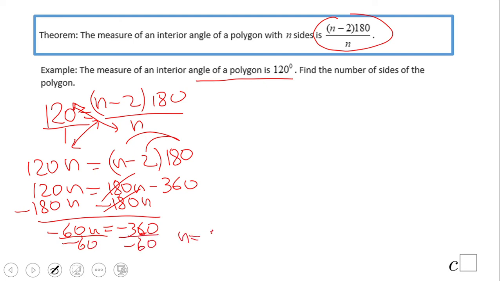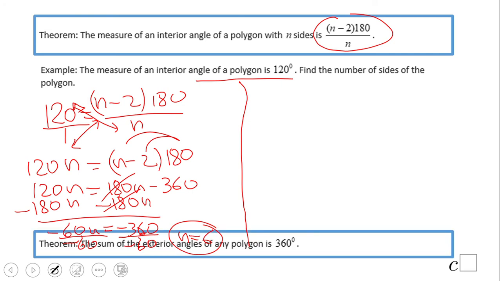So this is a problem where the answer needs to make sense. What do I mean by that? You have to get what we call a natural number: 6, 7, 8, 5, 4. You cannot get a decimal, fraction, or negative number. Well, the good thing about this problem is we have a different way to do it.